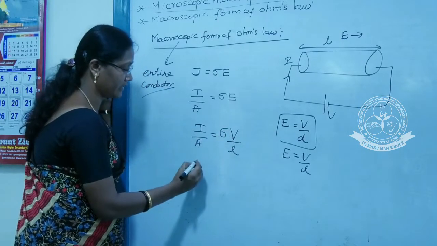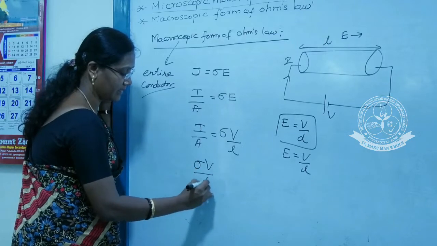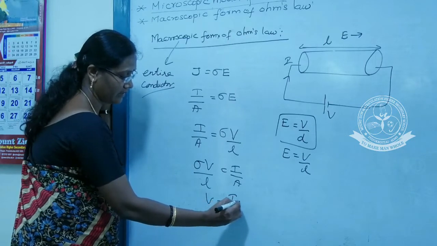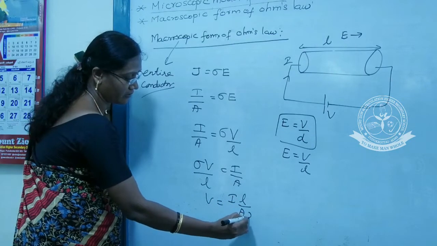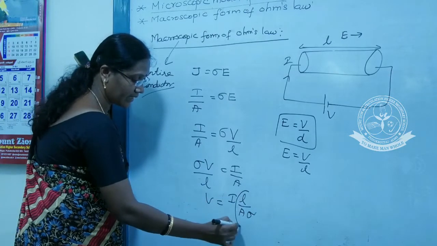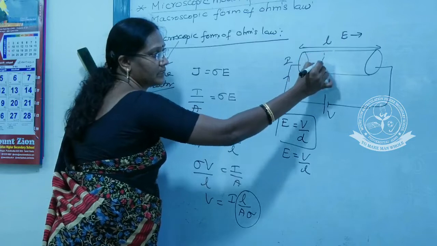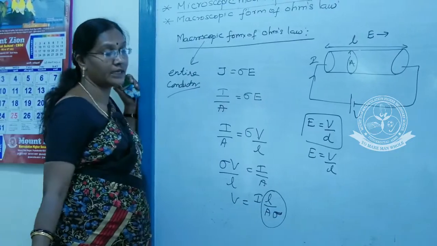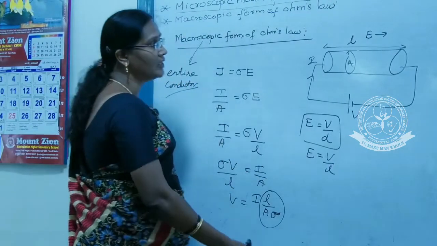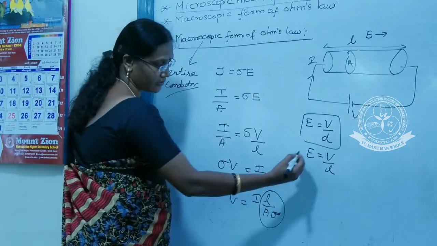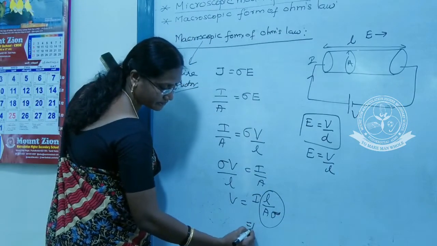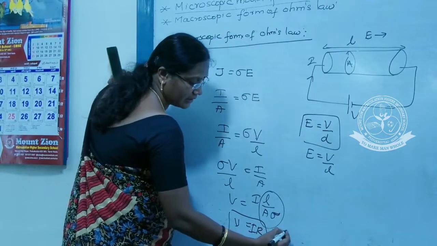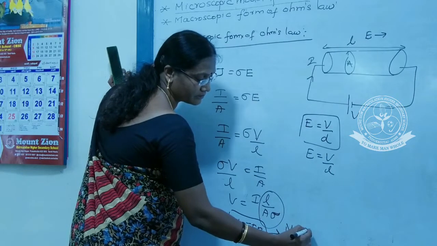Rearranging this, sigma V by L is equal to I by A, or V is equal to I L by A sigma. So, length of the conductor L, area of cross section, let us imagine it to be A, and sigma, as I said, is the intrinsic property of the conductor. So, all these are constant. I give the name R, so V is I into R. This is the macroscopic form of Ohm's law.